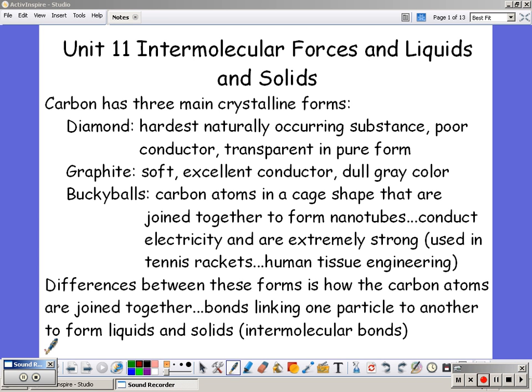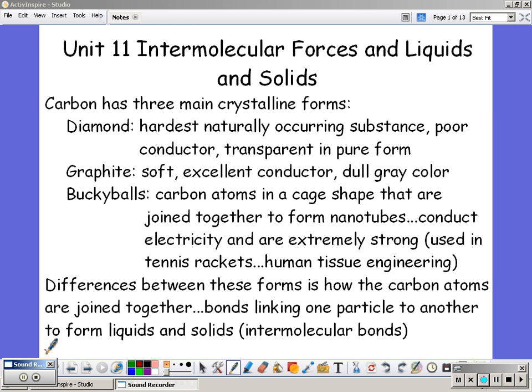Unit 11, Intermolecular Forces and Liquids and Solids. So if we think about carbon, carbon has three main crystalline forms. Diamond, which has a tetrahedral shape, is the hardest naturally occurring substance. Because of its tetrahedral shape, it's a poor conductor, and it's transparent in the pure form. Graphite, however, has carbon arranged in a trigonal planar shape, so it's soft, it's an excellent conductor, and it's a dull gray color.